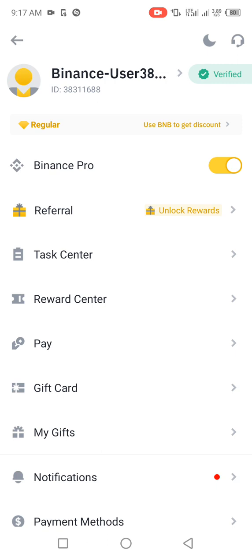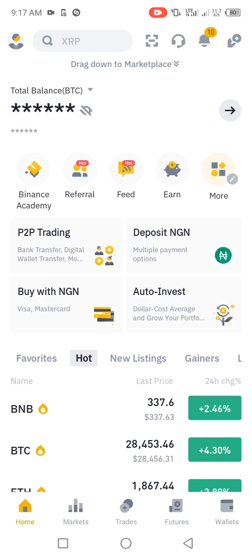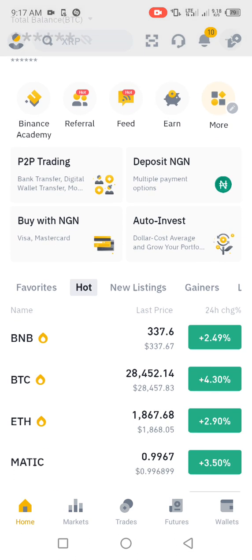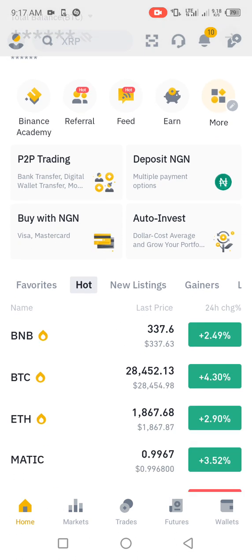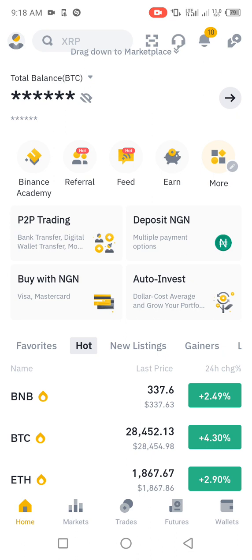trading. Now, in the later part of this video, I'm going to be telling you guys the most important factor you need to consider when making your trades on Binance so that you don't run at a loss. So, when you log into your Binance dashboard, this is literally the first interface you are going to see.